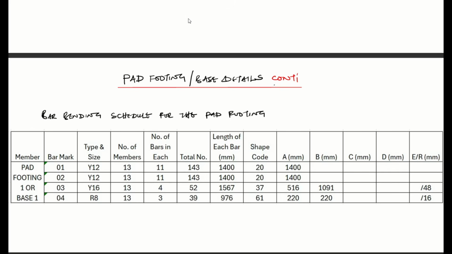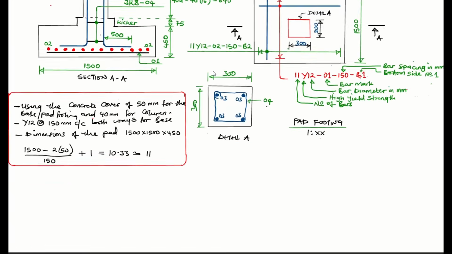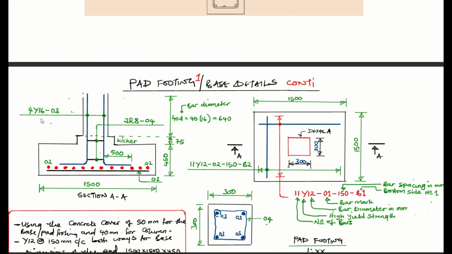Alright, so next up, we're going to go to bar mark 3. So let's go back to our sketch. We look for bar mark 3, which is here. So bar mark 3 is our what? Our starter bars, or the main reinforcement of the pad footing. So these are the starter bars, the ones that are bending like this.